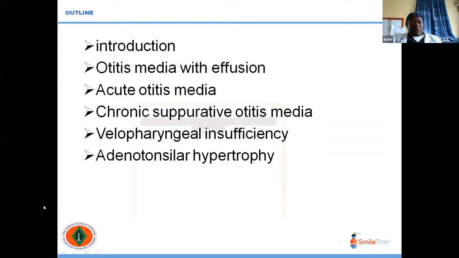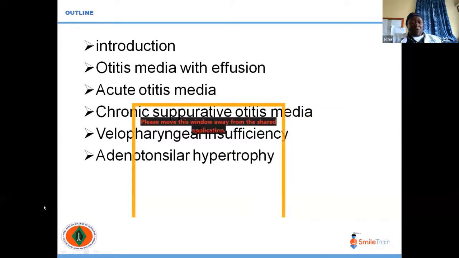So this is the outline. We're going to have an introduction. We're going to talk extensively about otitis media with effusion, which is very common, which is something that has been understated, which affects a lot of cleft children. And then we'll talk about chronic suppurative otitis media and velopharyngeal insufficiency.